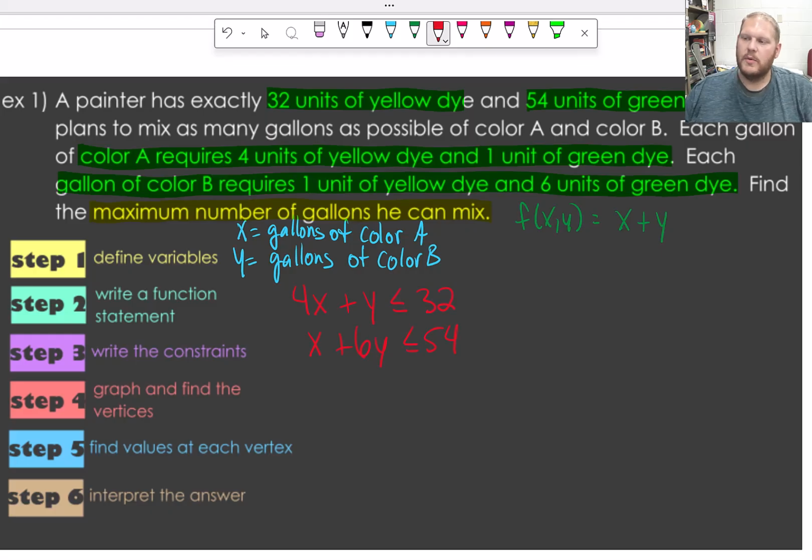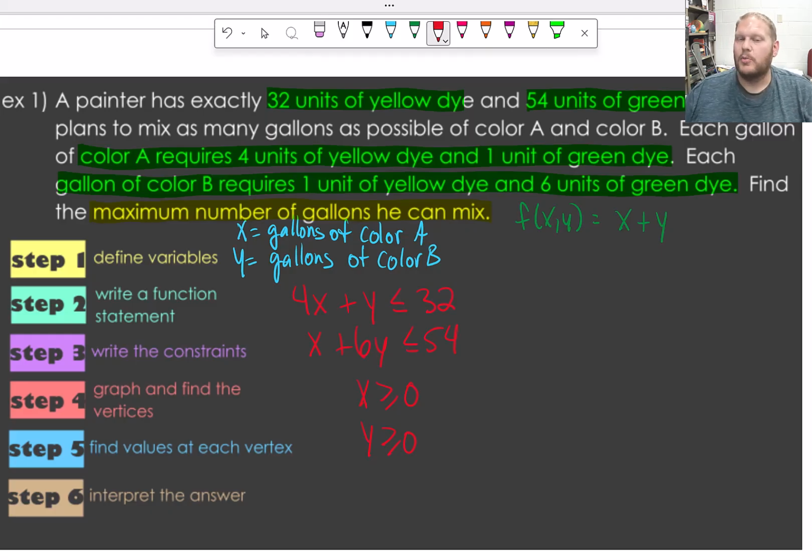The other ones that we have here are kind of no-brainer ones: we can't use negative units of either of the 2 dyes, or we don't want to produce negative gallons of our different paints. So we have to have X is greater than or equal to 0 and Y is greater than or equal to 0. In most instances, those are kind of automatic.